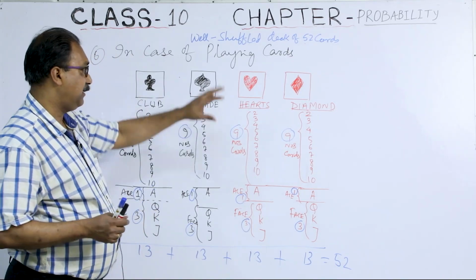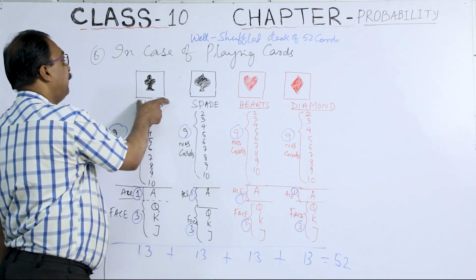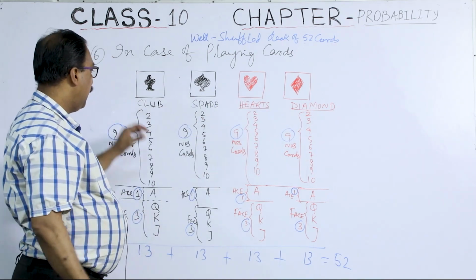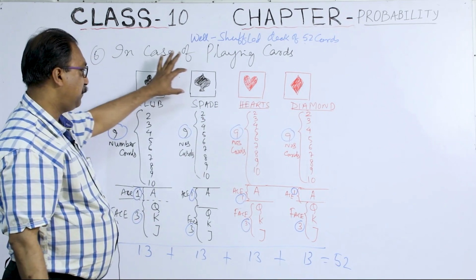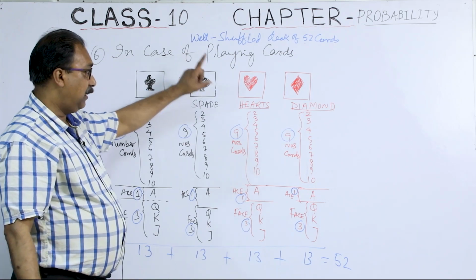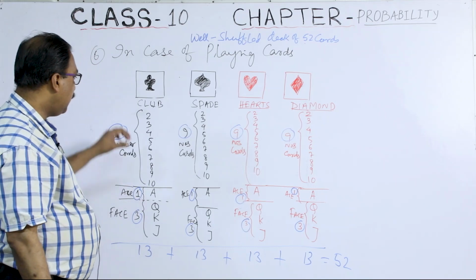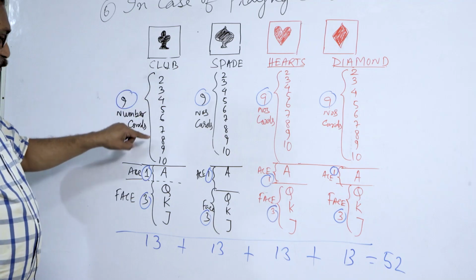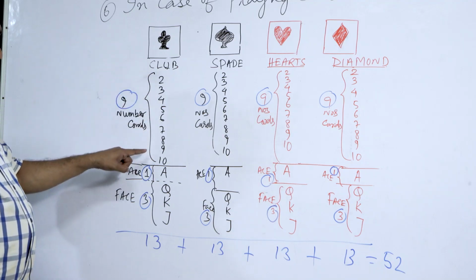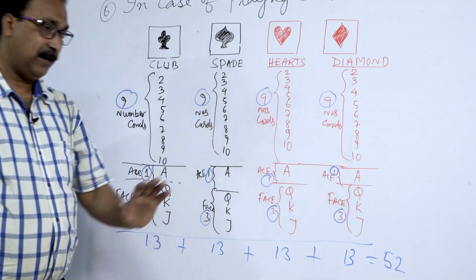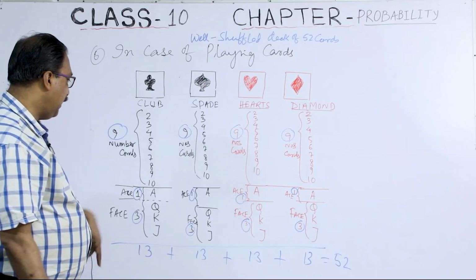And there are 4 suits: club, spade, hearts and diamond. Clubs are black in color, spade also black, but hearts and diamonds are red. Then in club, 2 to 10, that is 9 numbers. Spade also has 9 numbers, heart also 9 numbers. They are called number cards. How many number cards? 9 number cards.